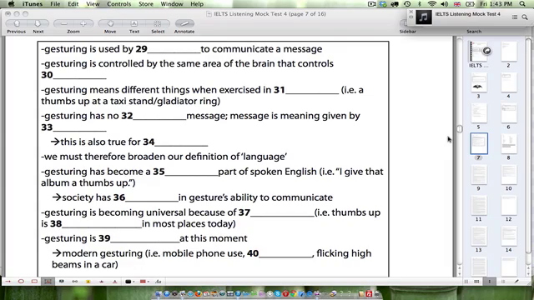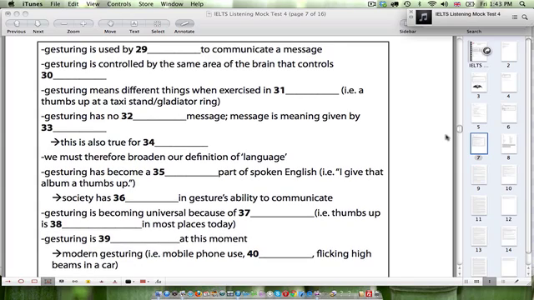Take this a step further, and you'll notice how gesturing is evolving all around you at this very moment. For example, it is not uncommon today for people in public situations to poke at their iPhones in an effort to communicate to those around them that they do not want to be bothered. Emoticons on a computer are usually cartoonish representations of physical gestures. Flicking your high beams in your car. All of these are examples of the dynamic and evolving power of gesture.